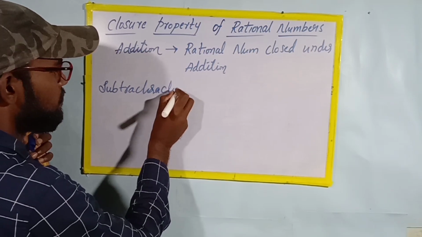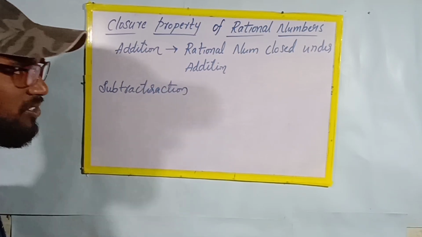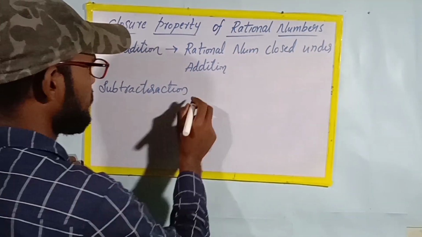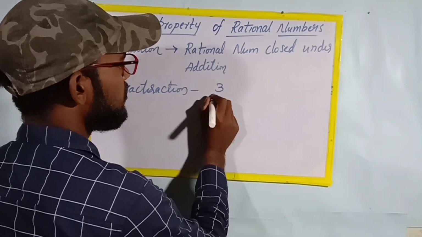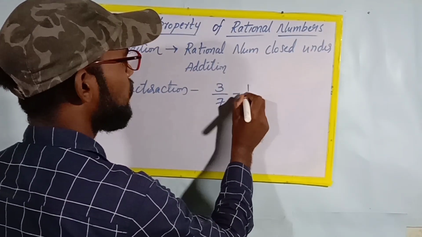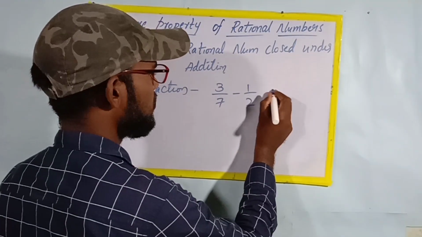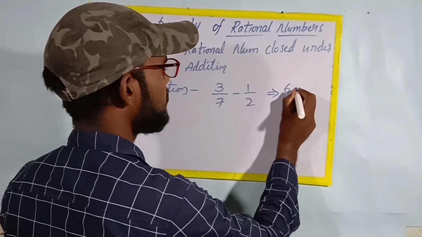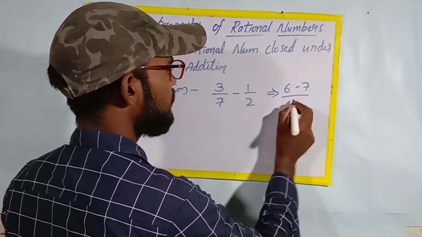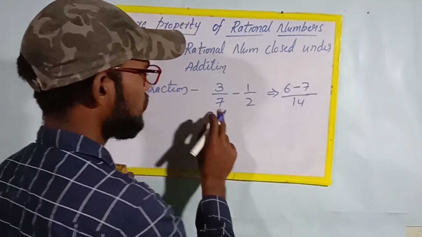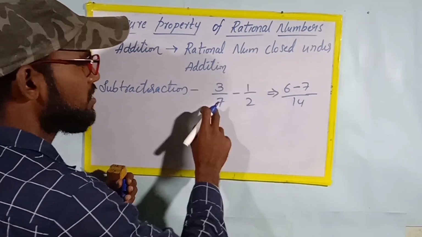Subtraction. So in subtraction, just take any two rational numbers. See here, 3 by 7 minus 1 by 2. So you can do this subtraction. 2 times 3 is 6 minus 7, over 14. So 7 times 2 is 14, 2 times 3 is 6, 7 times 1 is 7.